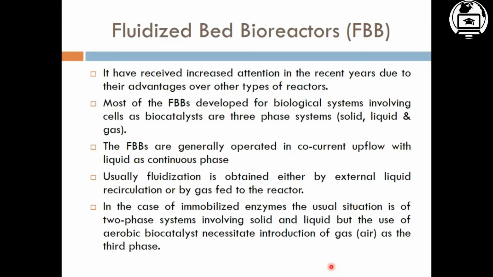In case of immobilized enzyme, the usual situation is a two-phase system involving solid and liquid. The solid, as I already told, is your immobilized enzyme, and the liquid is your fluidization material, which is recirculating. But the use of an aerobic catalyst necessitates the introduction of gas, air, as the third phase. So if your biocatalyst is aerobic in nature, then the third phase is made by the introduction of gas, which is very much necessary for your biocatalyst.